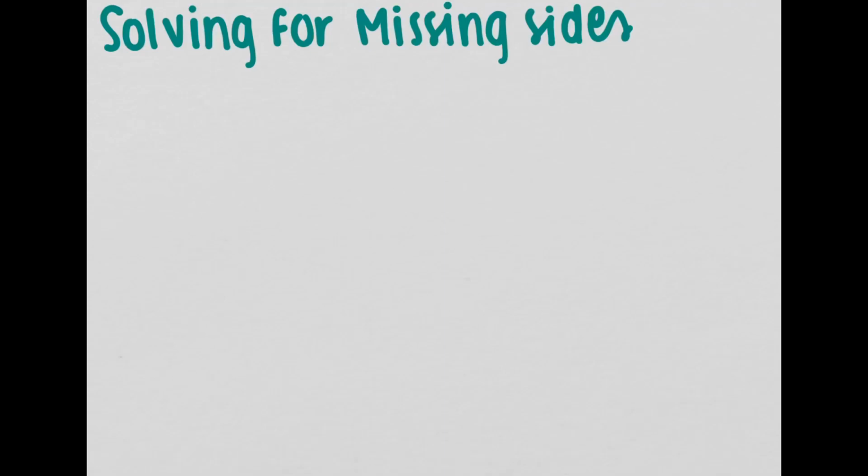Alright, so we are continuing on with trig. You already did the basics. You learned how to label opposite, hypotenuse, adjacent. You learned what sine, cosine, and tangent are. You learned how to write ratios. And today you're learning how to solve for missing sides.